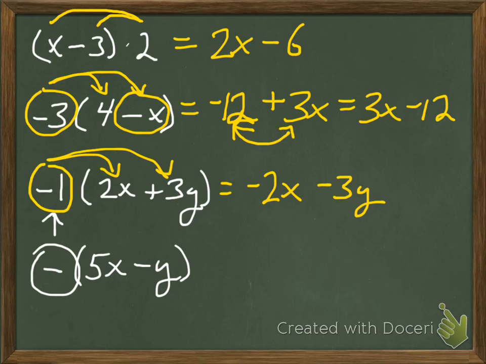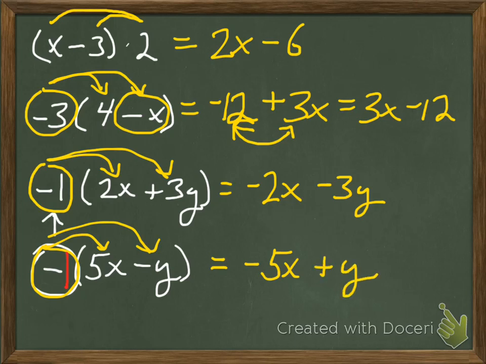Okay? And the last one, as I gave you a hint before we started, this is going to be treated just like a negative 1, the negative sign up front, and we're going to multiply it through and distribute it to both the 5x and the negative y. And so the negative 1 times the 5x will be negative 5x, and the negative 1 times the negative y will become plus y. Okay?